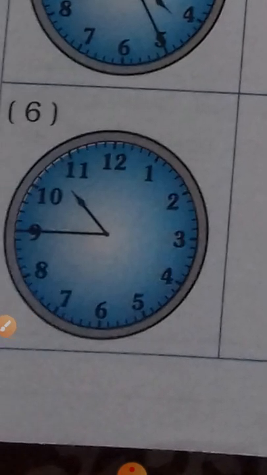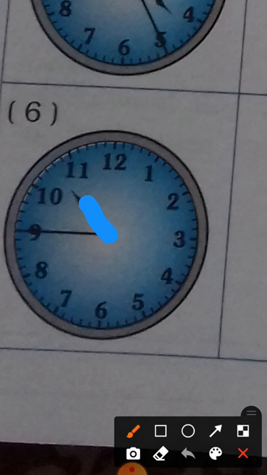Then here our hour hand is between 10 and 11, which means it is already 10 o'clock, not 11 o'clock, because the hand did not reach 11. It is between 10 and 11, so it is 10 o'clock and after 10 o'clock some minutes have passed. To know how many minutes, we have to see the minute hand. The minute hand is on 9. So we have to speak the table of 5 till 9.